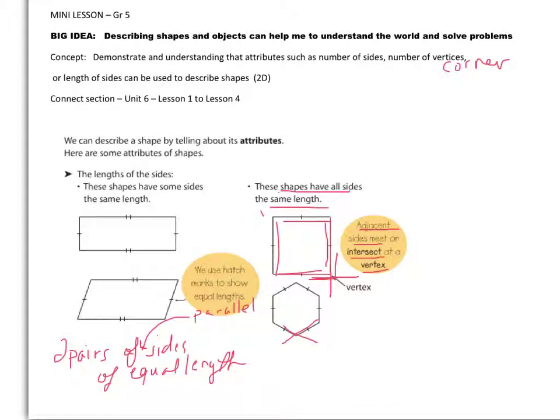So here we could say this shape has 4 equal lines of the same length. All perpendicular lines are the same length. Here we could say that this shape has 1, 2, 3, 4, 5, 6 lines of the same length. All adjacent intersecting lines have the same length.